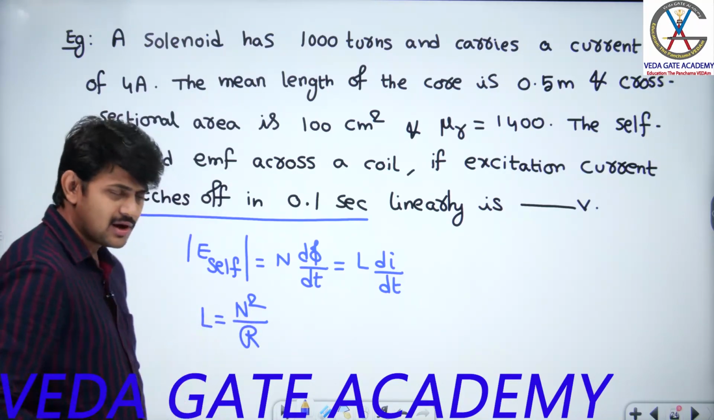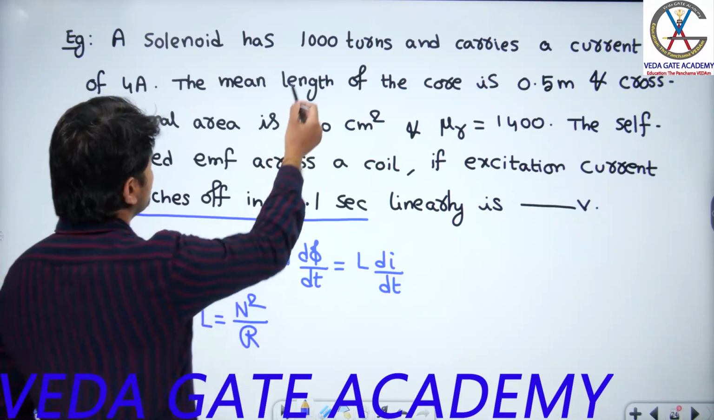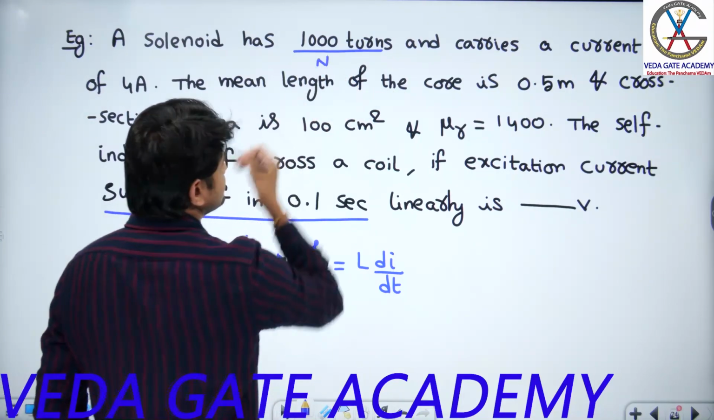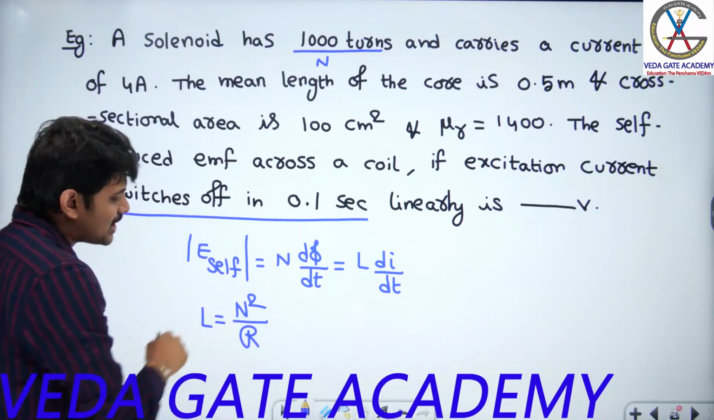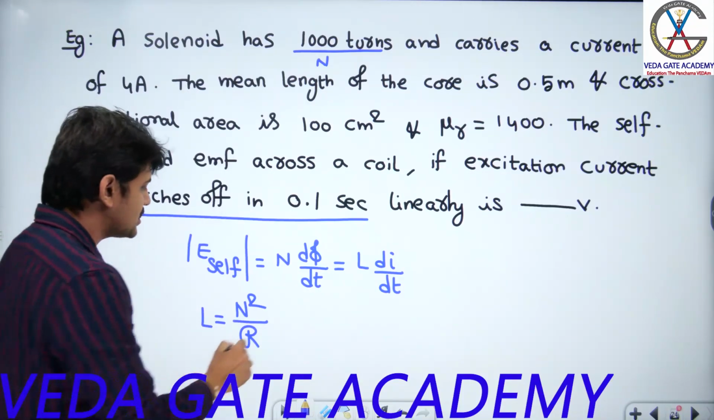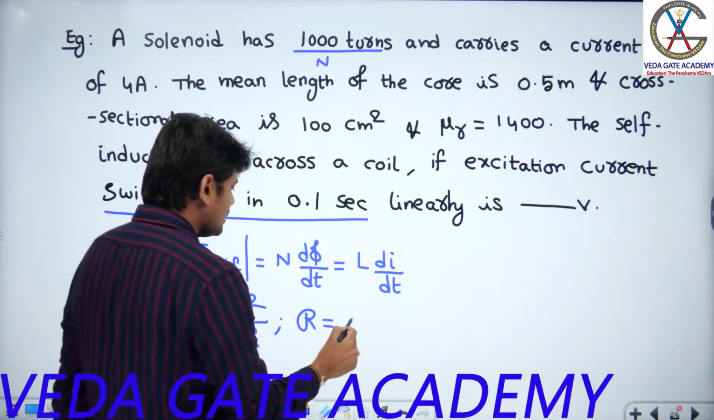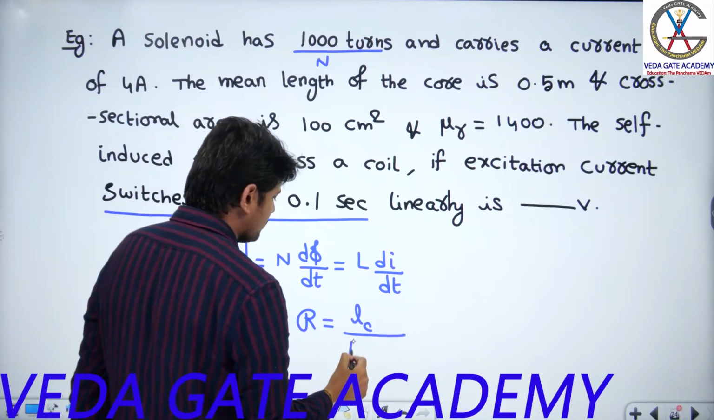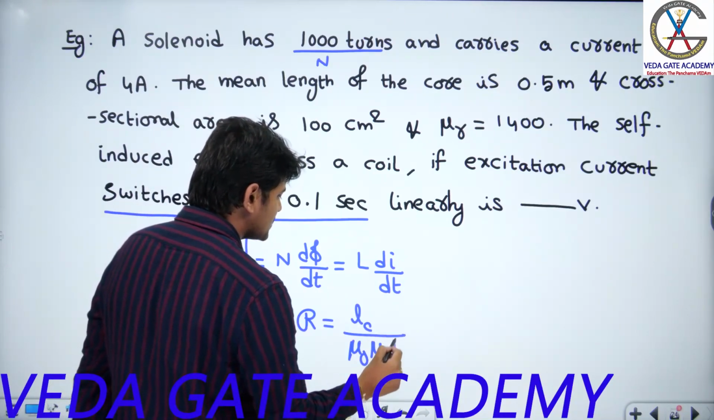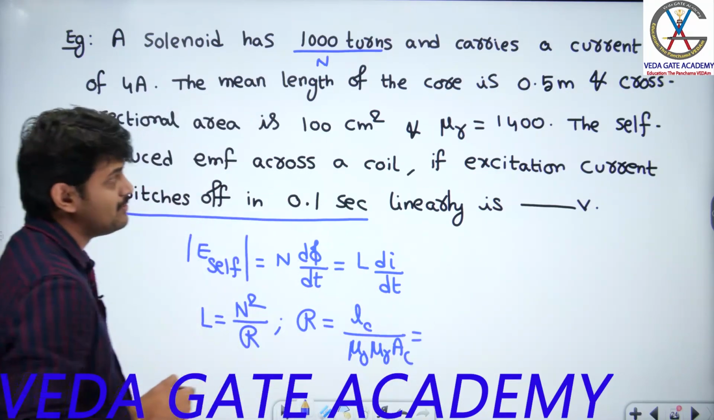But in this formula, I know the number of turns, right? So how many number of turns they have mentioned? N value is 1000. But can I calculate the reluctance from the given data? Let us try to see. What is the formula for reluctance, guys? Length of the flux path or length of the core divided by mu naught mu r into area of cross section of the core. I hope here they have given the length of the core, right?